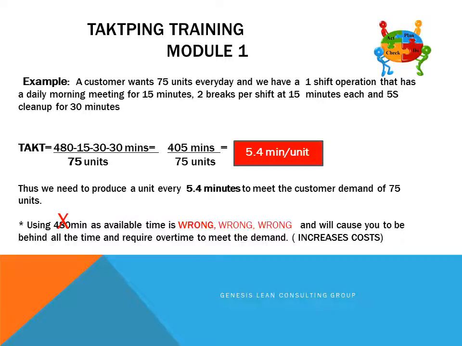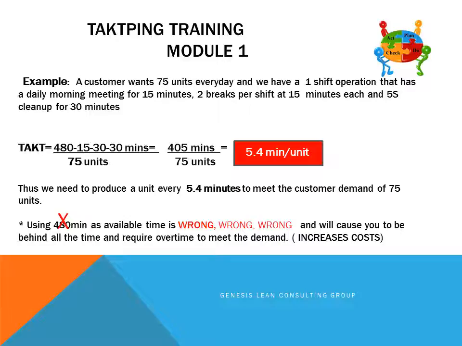Let's look at an example here. First of all, we have a customer who wants 75 units every day, and we have a one-shift operation that has a daily morning meeting for 15 minutes. There are 2 breaks per shift at 15 minutes each, and then there's a 5S cleanup for 30 minutes. Now, those are the non-work activities that I was mentioning that we need to account for in our production time.